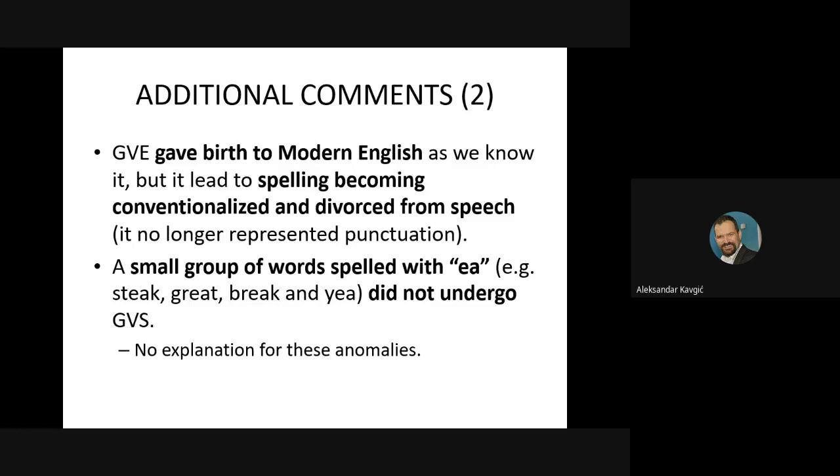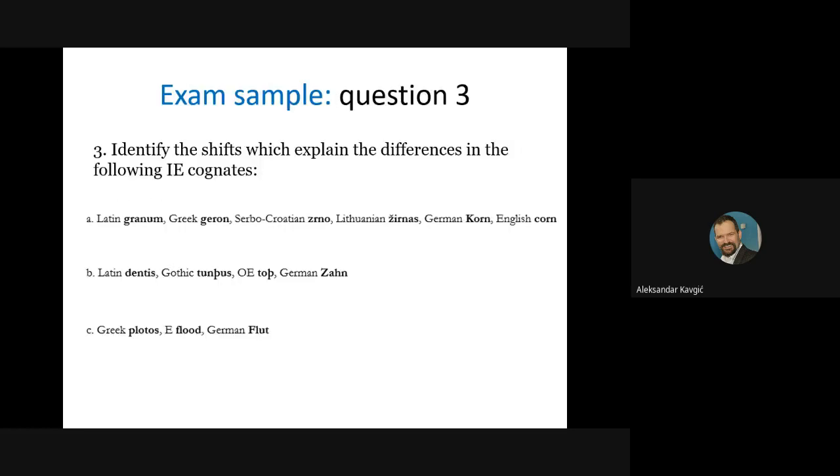Now that you know the first consonant shift and Werner's law, which explains exceptions in the first consonant shift, now that you know about the second consonant shift and the Great Vowel Shift, which you already knew, by the way, and you know that there was also this old centum-satem shift, you are really fully equipped to tackle this third question. So identify the shifts which explain the differences in the following Indo-European cognate words. Sorry, cognates, it's spelled here.